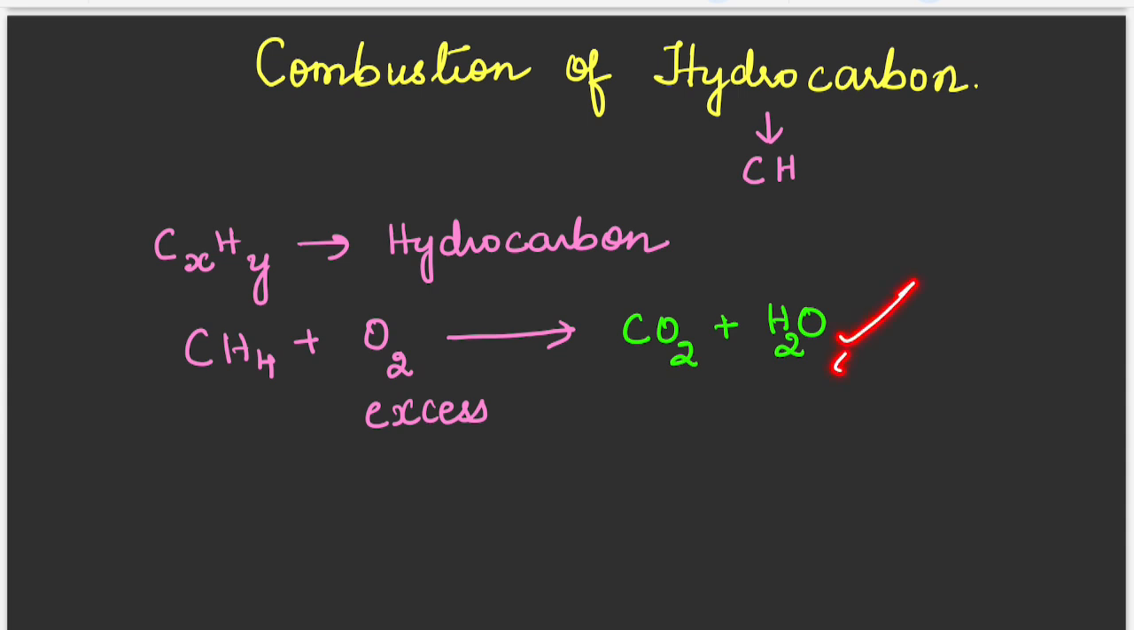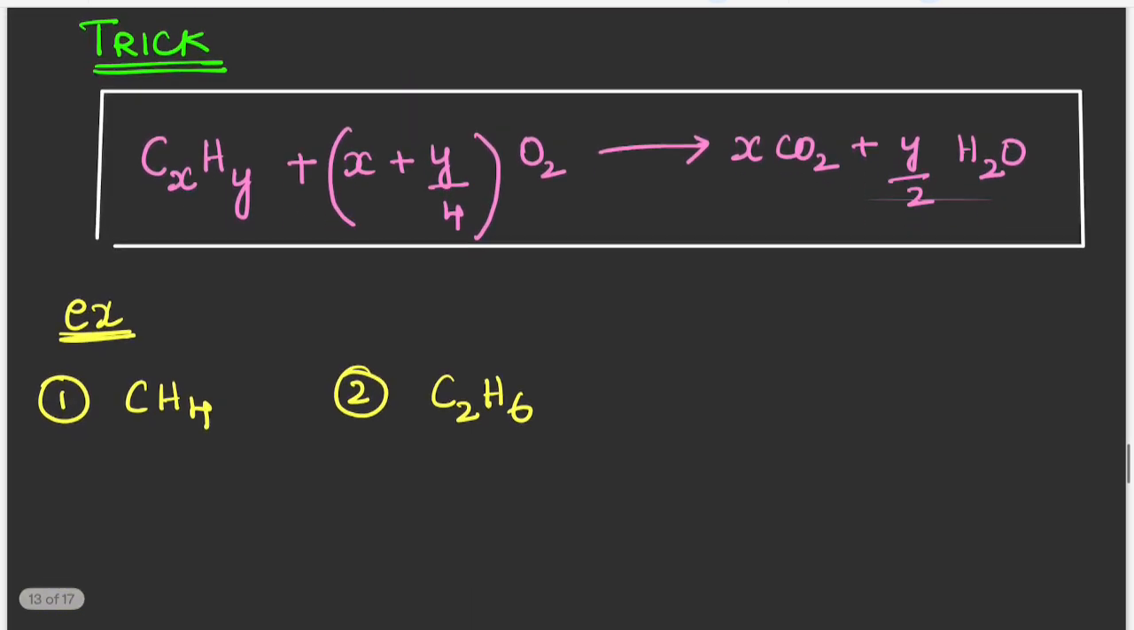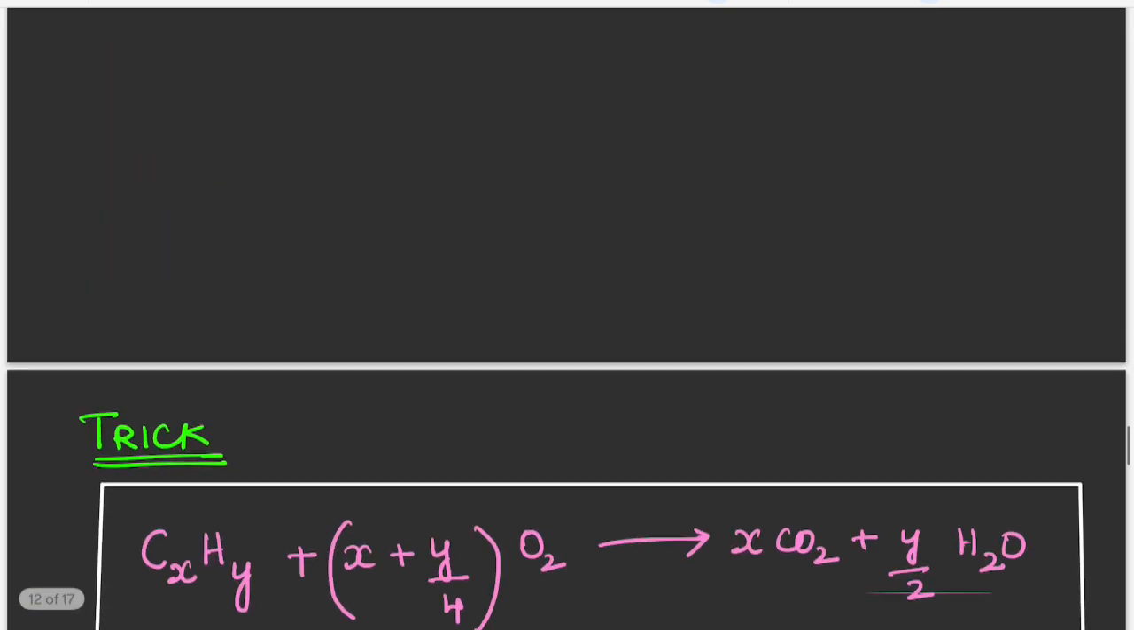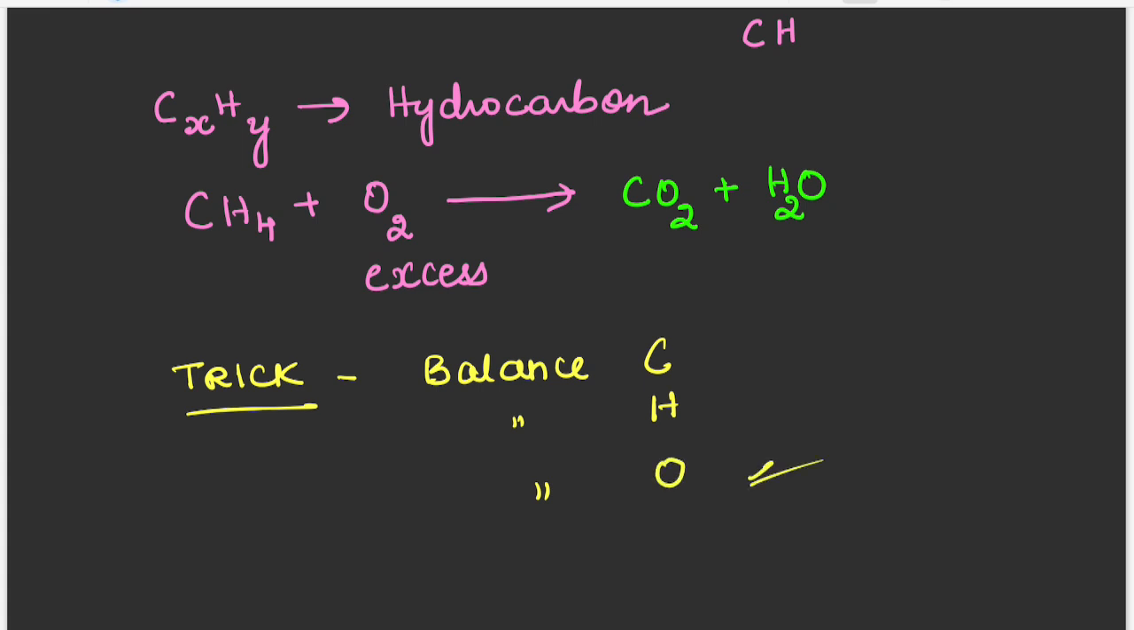So now how to balance this? We are going to learn a trick to balance this. So here is the trick. The trick you are going to use is always balance carbon first. Then you have to balance hydrogen. Then you have to balance oxygen. So this is what you are going to follow.